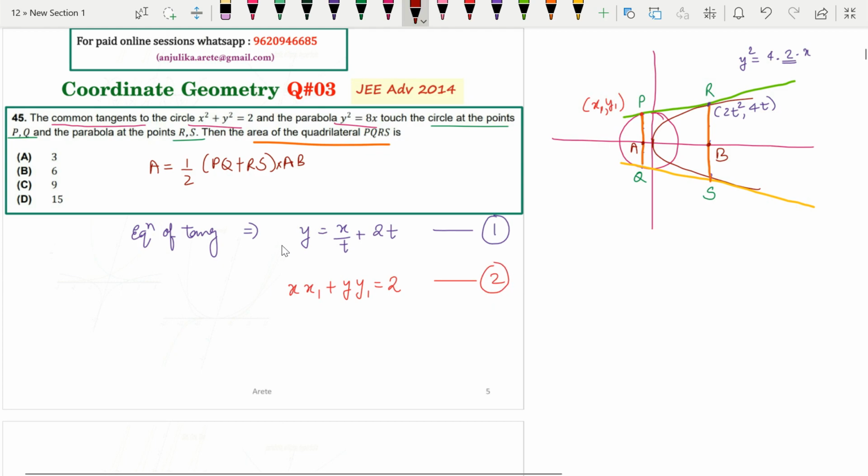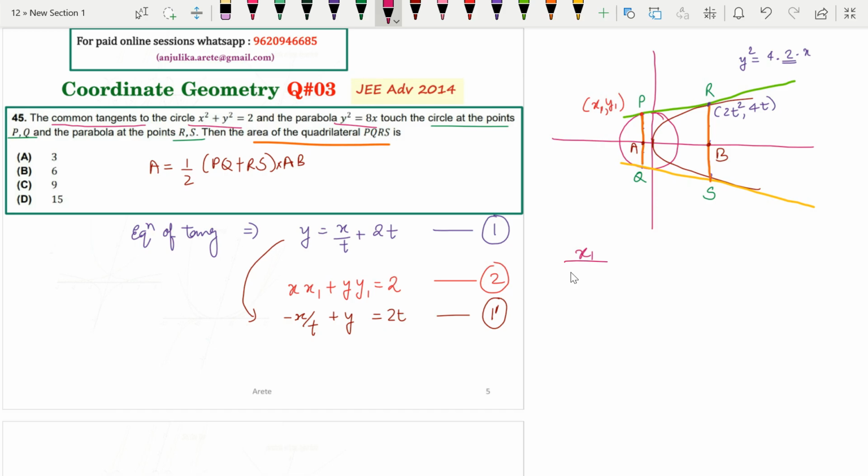Can we compare them? First rewrite 1 in a form so that we can compare them. I will just do minus x by t on both sides. I'm getting y equals 2t plus x by t, so that it's easy to compare. Let's call it 1 prime. So compare them. What do you get? x1 upon minus 1 by t is equal to y1 upon 1 is equal to 2 upon 2t, that's 1 by t. So y1 is 1 by t and x1 is minus 1 by t squared.